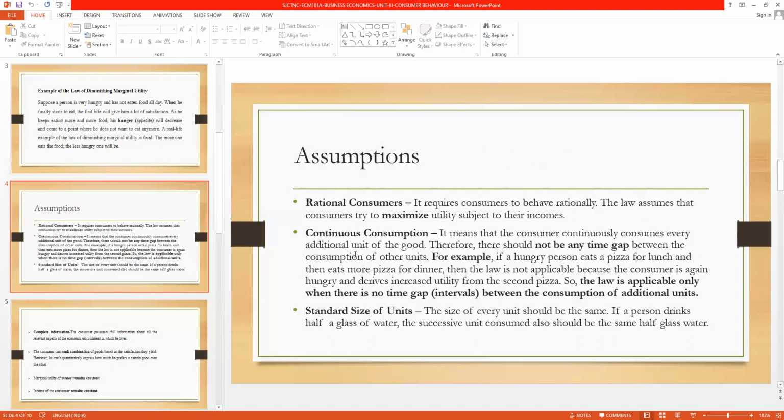Next assumption is continuous consumption. It means that the consumer continuously consumes every additional unit of the good. That is, there should not be any time gap. If there is any time gap, the consumption will change. So we assume that there should not be any time gap between the consumption.